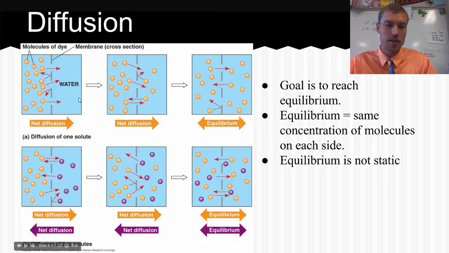You can see a couple of examples here. You've got your molecules moving back and forth to reach equilibrium. You've got the same concentration on both sides. Here you've got different molecules on either side. You've got diffusion occurring until they both reach equilibrium.